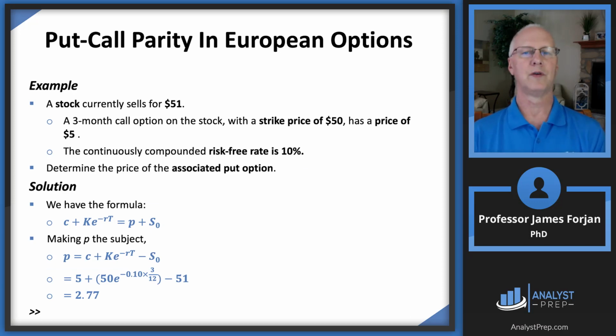Stock currently sells for 51, 3-month call option, price of 5, strike price of 50, risk-free rate is 10%. Determine the price of the associated put option. So remember, that term associated put option means that A, it's 3 months, and B, it has the same strike price of $50. So there's the formula, and we just rearranged the formula to solve for the put price, and we just plug in the inputs, and we get $2.77.